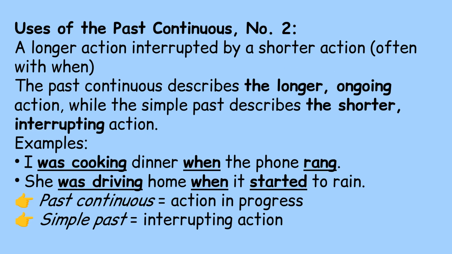The past continuous tense is also used for a longer action interrupted by a shorter action, often with when. The past continuous describes the longer, ongoing action, while the simple past describes the shorter, interrupting action. I was cooking dinner when the phone rang. She was driving home when it started to rain.